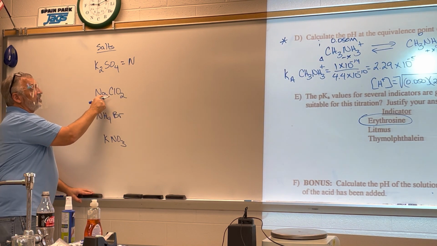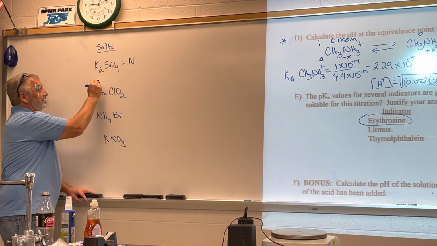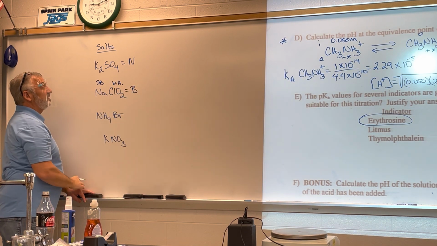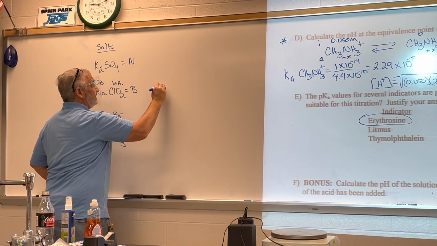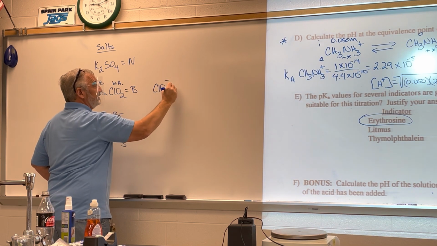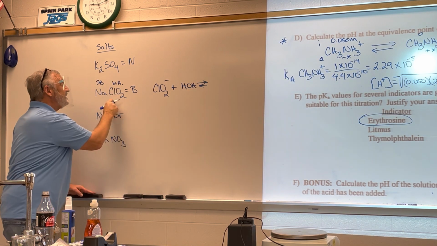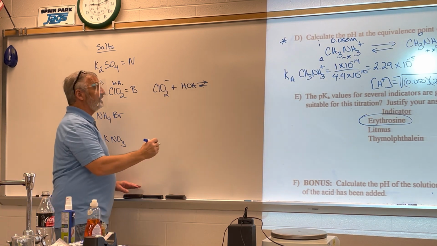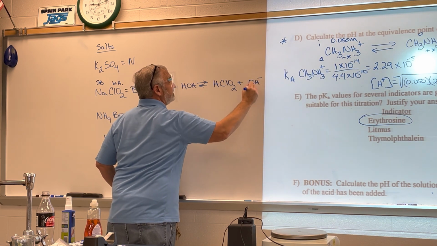What about sodium chlorite? Strong base, weak acid, right? Therefore, it's basic. Now, why is it basic? What's the equation? When I put that into water, what's going to happen? ClO2 minus plus water. And if it's a basic salt, what's it going to produce? OH minus. So we're going to get HClO2 plus OH minus.